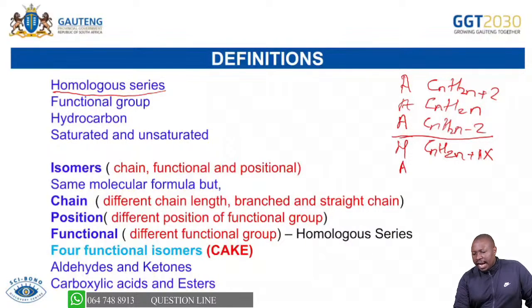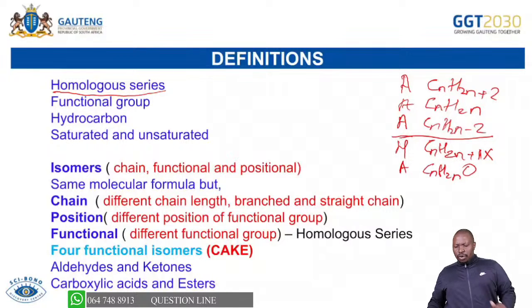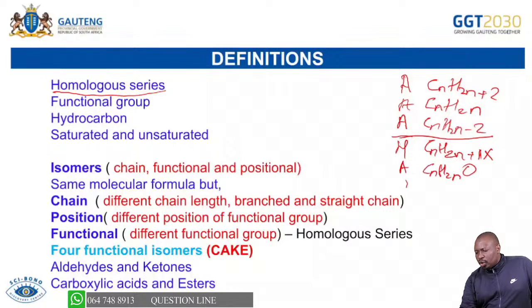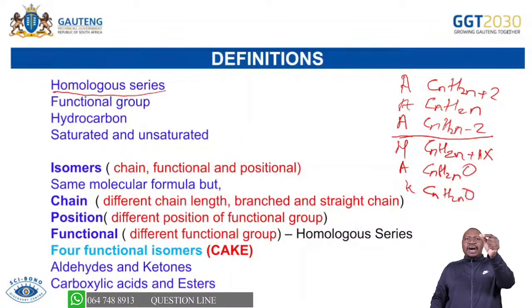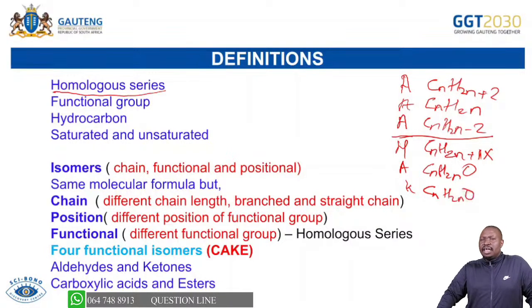The same for aldehydes, it is CnH2nO, because we have a C double bond O there. So hence we remove 2 hydrogens, we put an O there. And then for ketones, it's the same, CnH2nO. That's why ketones and aldehydes are functional isomers, because you can see they have the same general formula. So we'll talk about that when we talk about isomers as well.